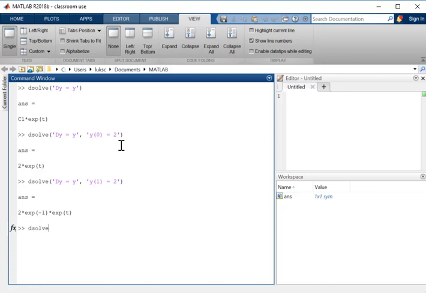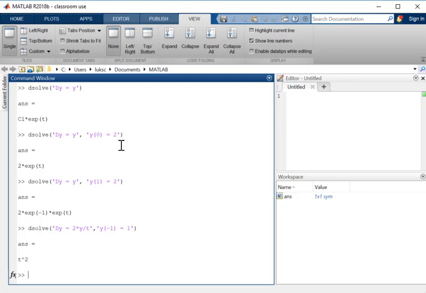Here's another example. dy equals 2 times y over t, and since the independent variable that it uses is t, we'll do t instead of x, and an initial condition. Okay, y at -1 is 1, and the answer is y equals t squared.